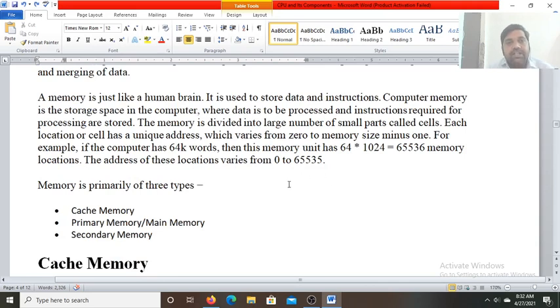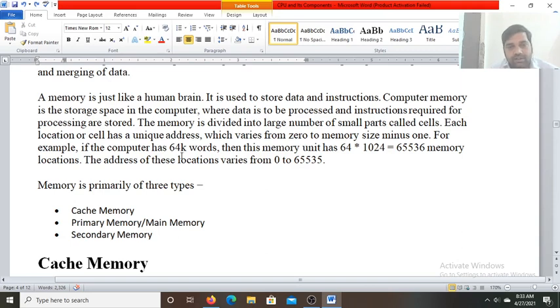Each cell has a unique address in the computer which varies from 0 to memory size minus 1. Whatever the memory size, from that we decrease 1 because it starts from 0. The address of the first memory cell is 0. For example, the computer has 64K words. Then this memory unit has 64 into 1024, that is 65,536 memory locations. The addresses of these locations vary from 0 to 65,535.